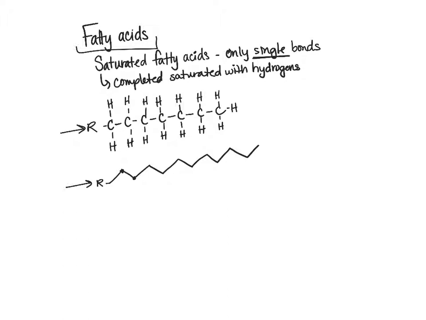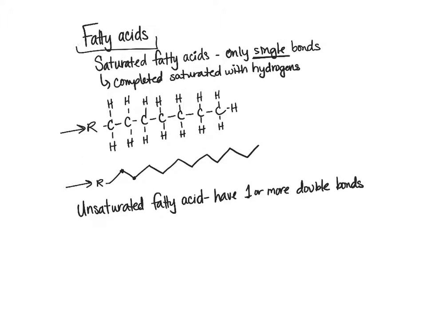The next kind of fatty acid that we're going to talk about is the unsaturated fatty acid. Unsaturated fatty acids are not completely saturated with hydrogens, which means they have one or more double bonds. In this case, we could draw the chain form, and there would be a double bond in here. Another way to draw that would be, of course, this.